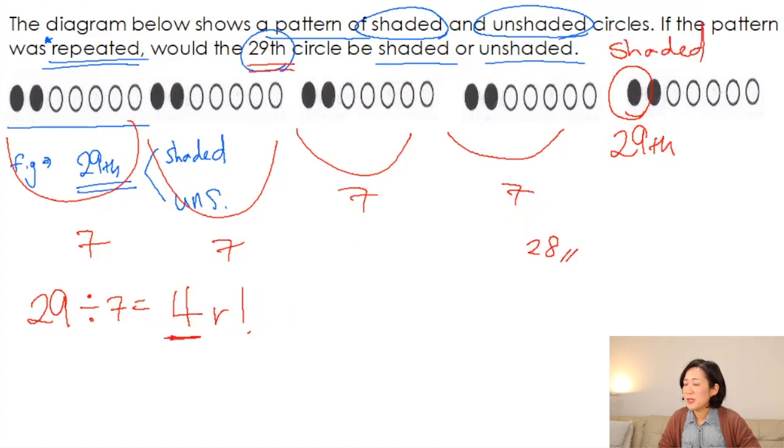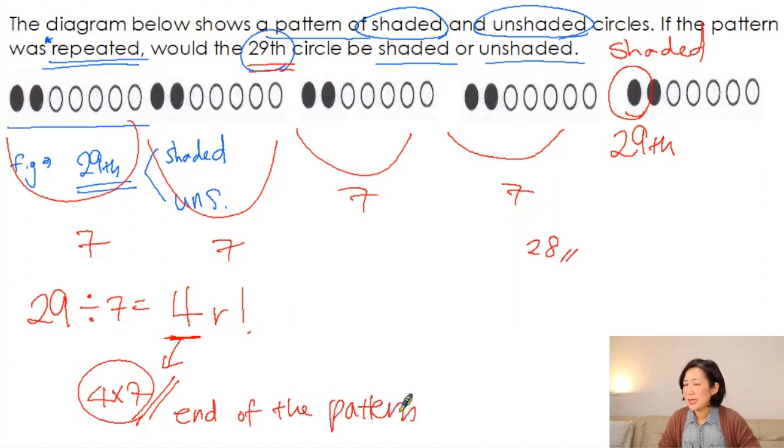So in this question, focus on 7 circles. The repeating pattern is 7. So just think about the multiples of 7, right? Then focus on your remainder. That is the order of the circle inside the one pattern.